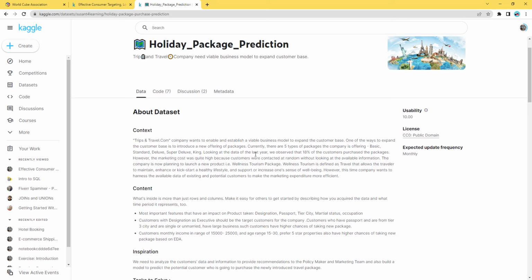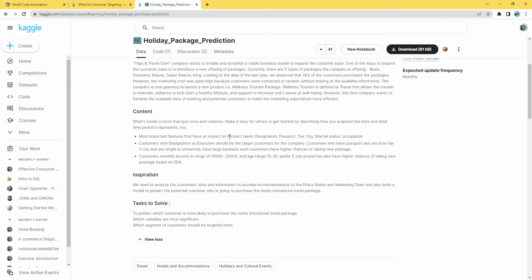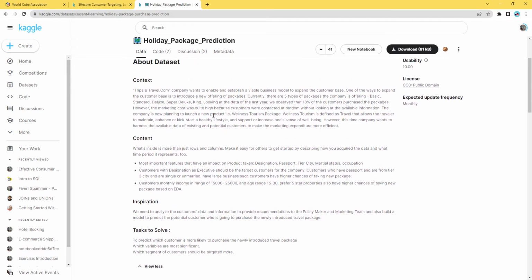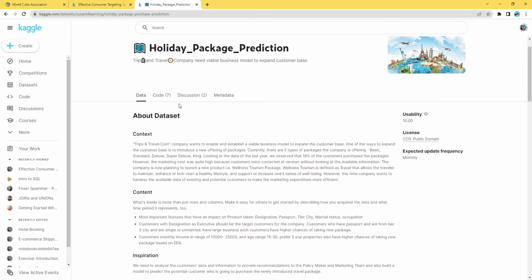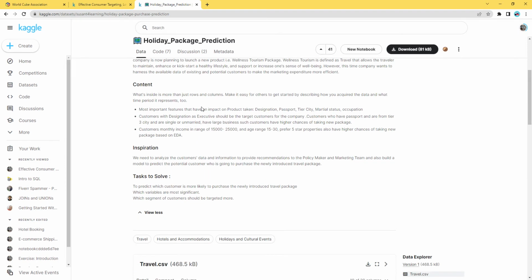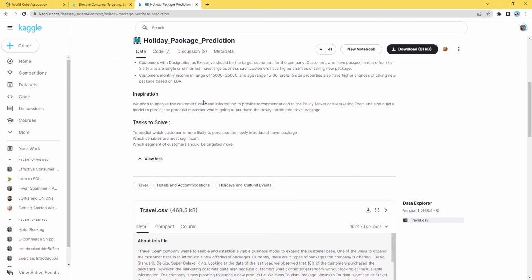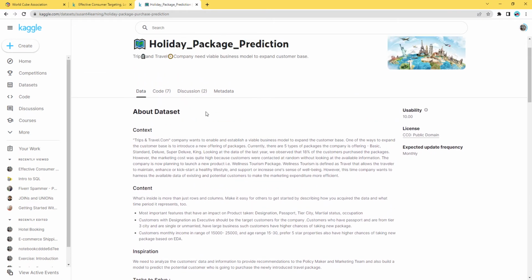Today we're going to explore the travel package data. The problem is that the provider wants to improve the marketing. In this data, only 18% of the consumers purchase the package, and the marketing cost is quite high because customers are contacted at random. So we would like to reduce the marketing costs and create a model that predicts if a marketing pitch will be effective or not.